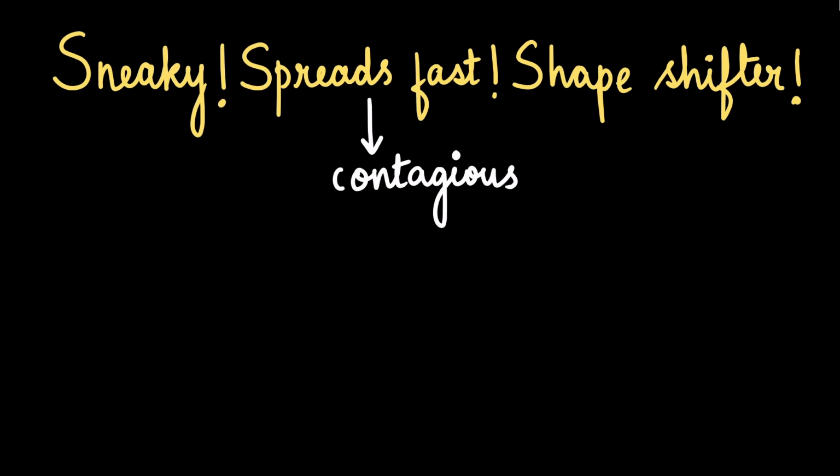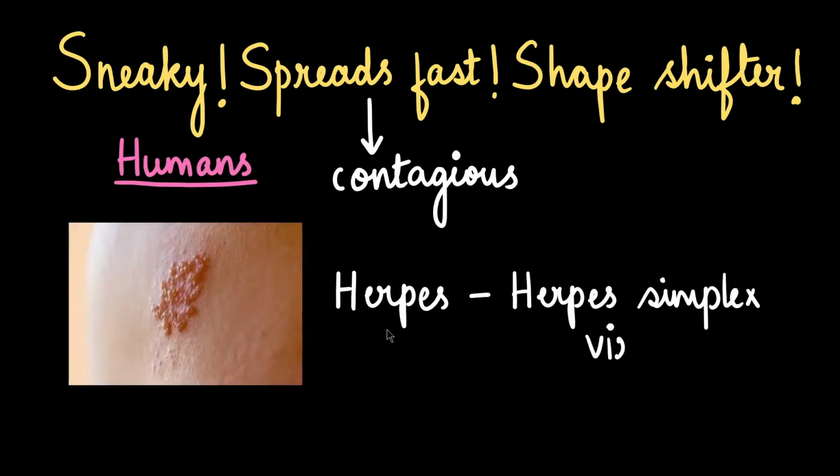Having said that, there are a lot of diseases viruses cause in humans. Humans are one of their most favorite hosts. So we have diseases like herpes, which is caused by herpes simplex virus. We can see these blisters, a group of blisters appearing together, and these blisters are very painful and appear all over the body.